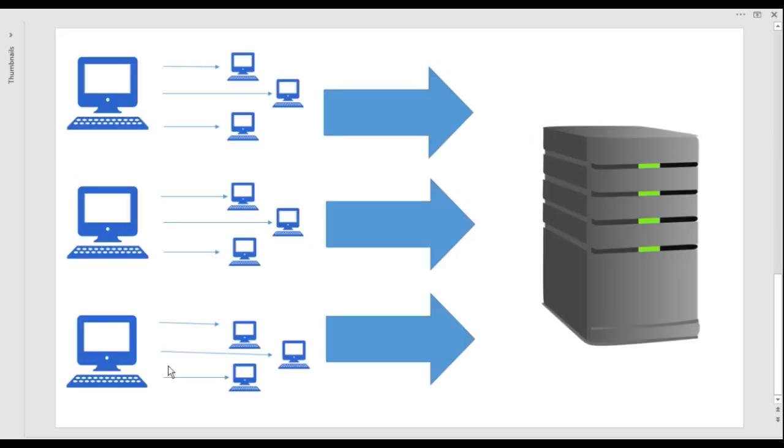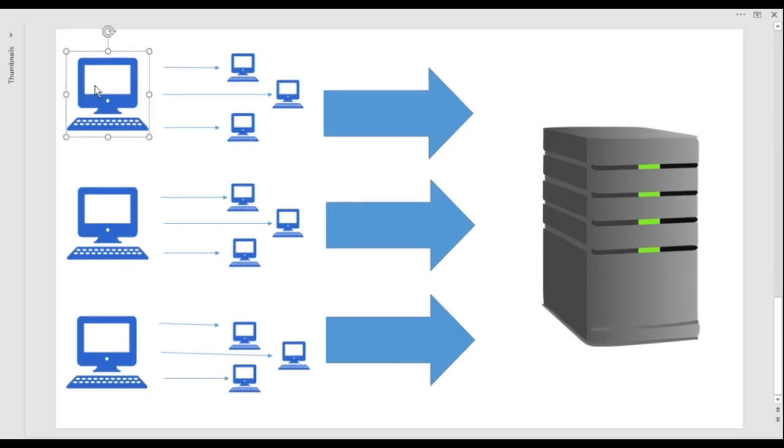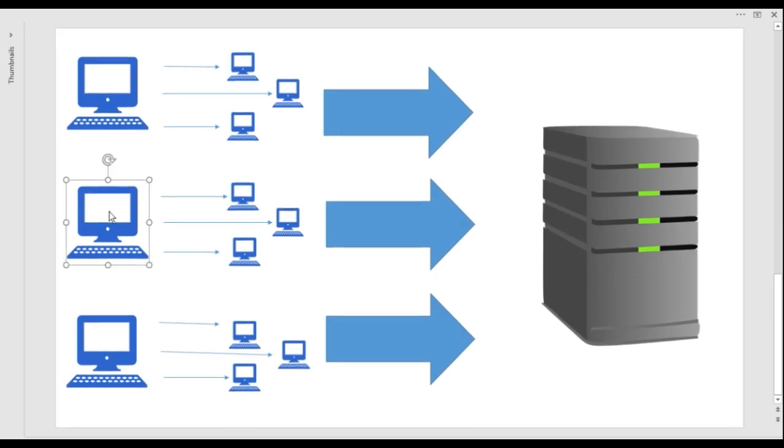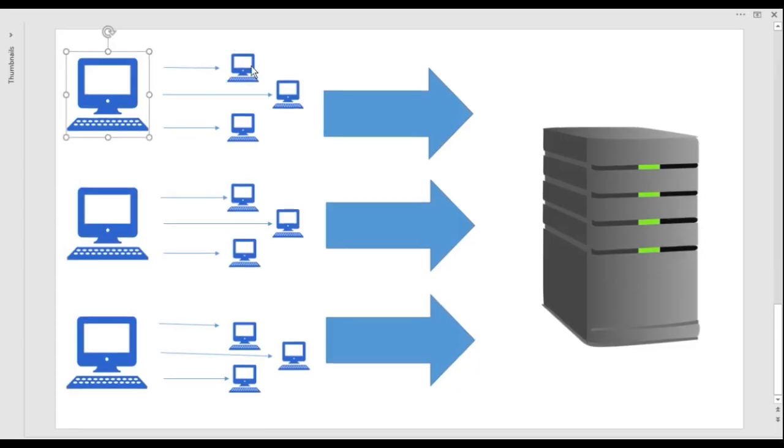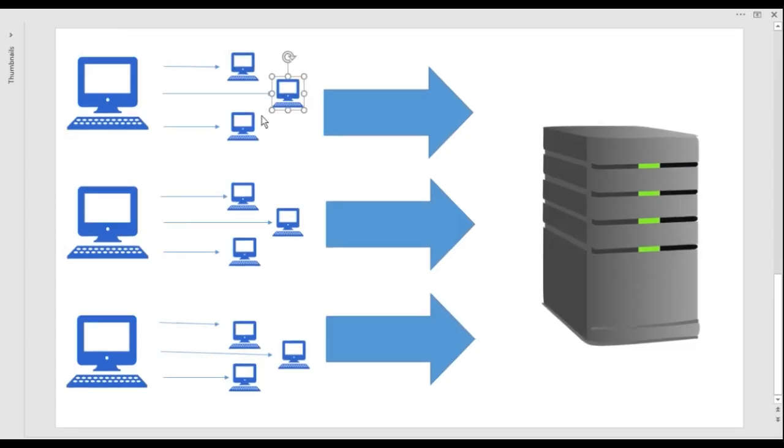Which is DDoS. In this DDoS attack, a group of hackers will come together to take down a big target, right? So suppose this is hacker A, this is hacker B, and this is hacker C. So a single hacker would hack some other machines, right? Like this.